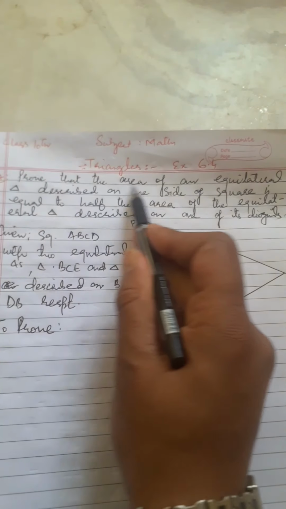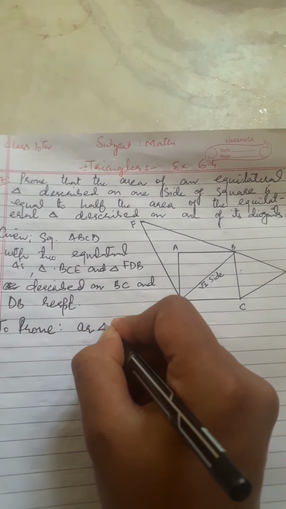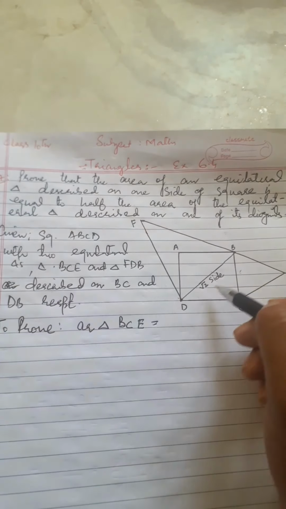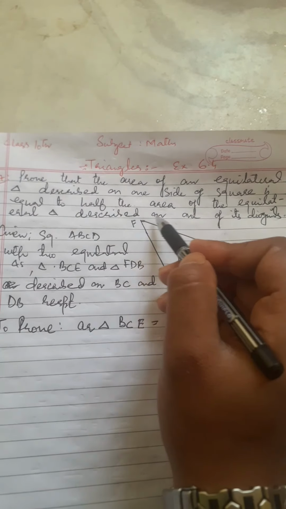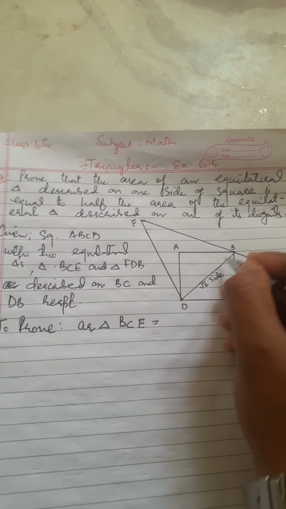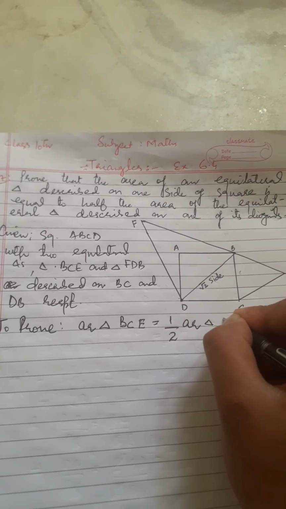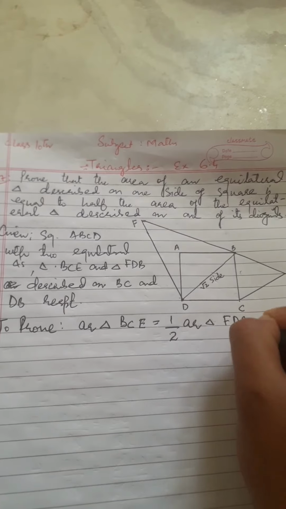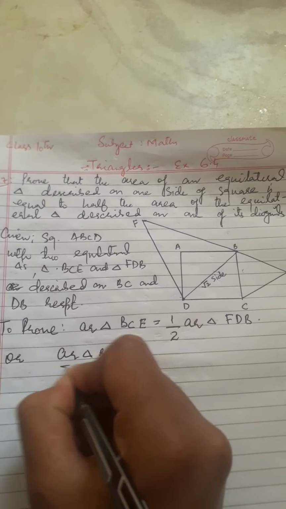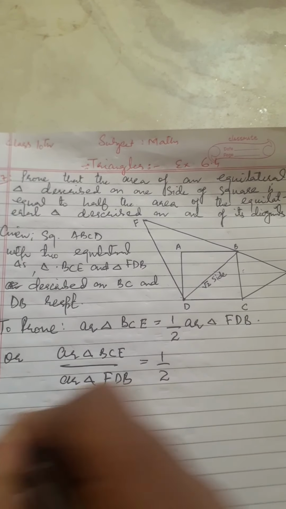हमें दिखाना है एरिया ऑफ एन इक्विलेटरल ट्रायंगल डिस्क्राइब्ड ऑन द साइड, जो साइड पे ट्रायंगल होगा उसका एरिया, मतलब एरिया ऑफ द ट्रायंगल BCE is equal to half of the area of the equilateral triangle described on its diagonal. दैट मीन्स हाफ ऑफ एरिया ऑफ ट्रायंगल FDB, or we can write area of triangle BCE over area of triangle FDB. हमें दिखाना है वो 1/2 होगा.